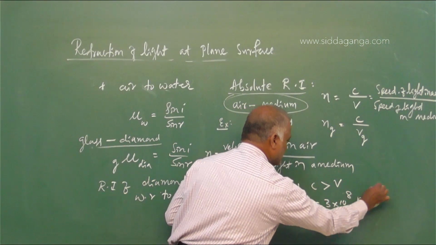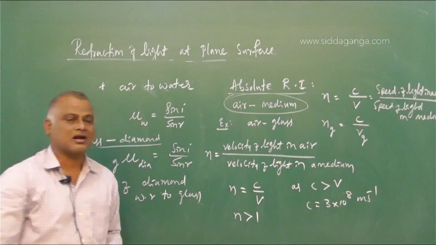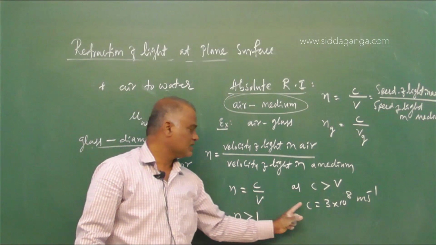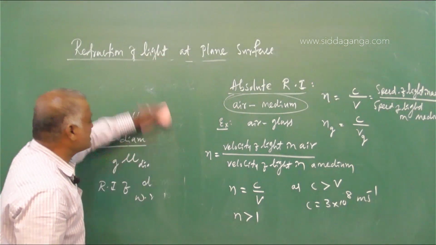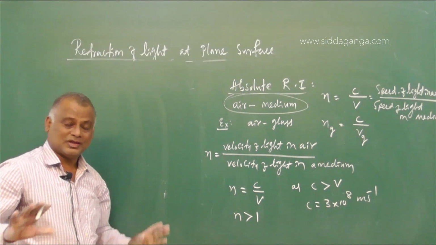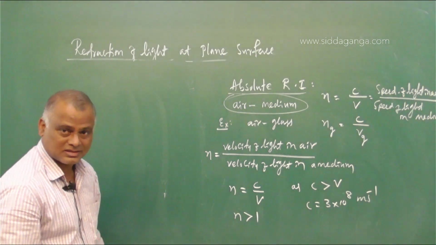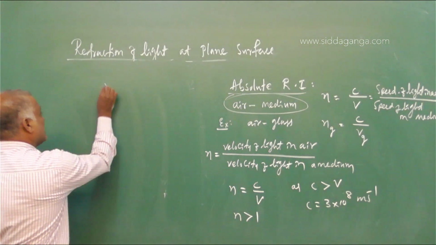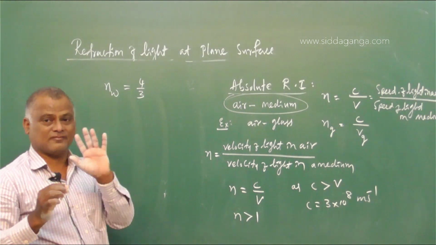3 into 10 power 8 meter per second, which is greater than V. That means refractive index is always greater than 1. Absolute refractive index is always greater than 1 because C is always greater than V. ಹಂಗೆ experimentally determine ಮಾಡ್ತೀವಿ refractive index of water, that we will teach in the practical classes. ಈಗ ನಮ್ಮ ಕ್ಲಾಸ್ ಏನಪ್ಪ ಪ್ರಾಕ್ಟಿಕಲ್ ಅಲ್ಲ, ಡೈರೆಕ್ಟ್ ಆಗಿ NW ಅಂದ ತಕ್ಷಣ 4/3 ಕೆಲವೊಂದು ನೆನ್ಪಿಡ್ಲೇಬೇಕು.